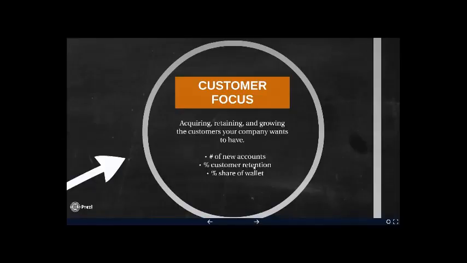The final one in the objectives section is customer focus, which can be described as acquiring, retaining, and growing the customers that your company wants to have. So you could look at number of new accounts, percentage of customer retention, or share of wallet here to examine your customer focus and the data surrounding that.